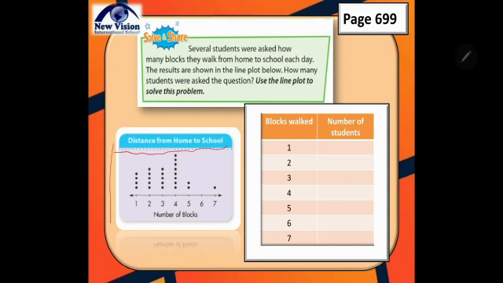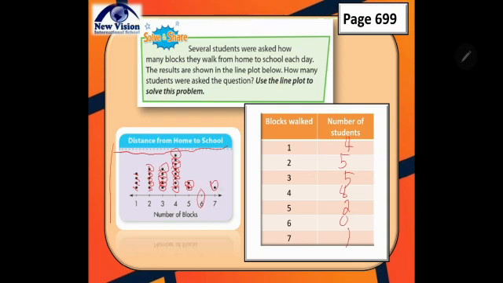So in 1, we have 1, 2, 3, and 4. So that's 4 students. Next, for 2, we have 1, 2, 3, 4, 5. 3, we have 1, 2, 3, 4, and 5 also. For 4, 1, 2, 3, 4, 5, 6, 7, 8. 5, we have 1, 2. For 6, nothing, so that's 0. And for 7, we have 1.